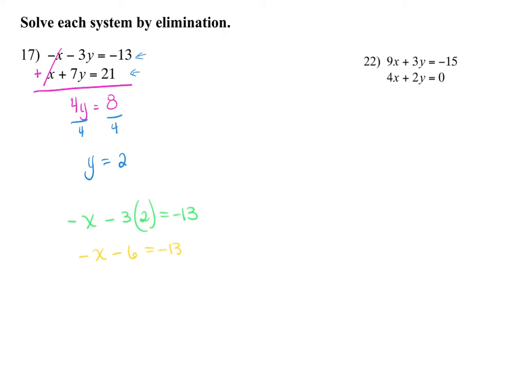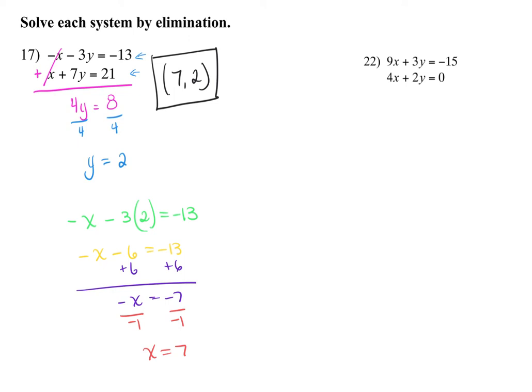I'm going to add my 6 over. Negative x equals negative 7, and then divide by that negative 1. So we know that x equals 7. So my answer should look like this. X value first, then y value. 7, 2 is my answer. That is the point where if I were to graph it, they would cross. Same thing.